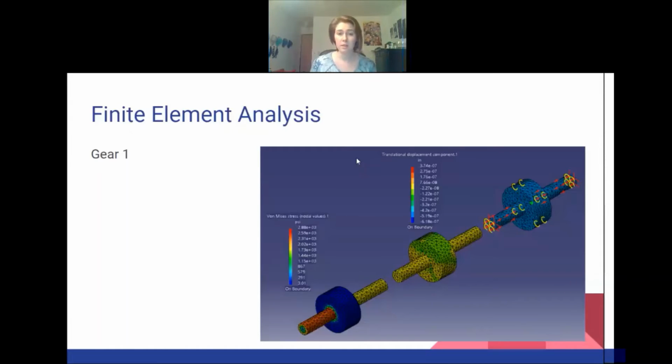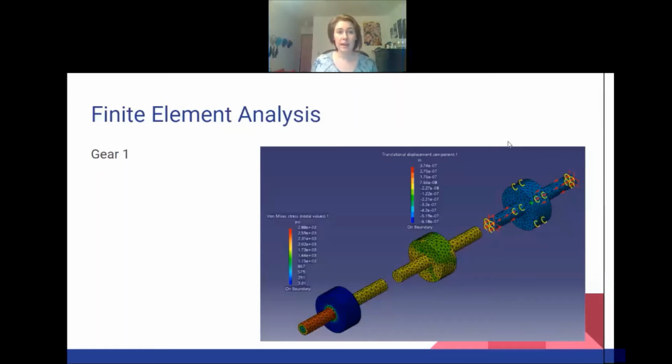And CATIA does a very decent job of showing where the stresses are going to build in the part, as seen in these pictures here. We have the von Mises stresses, and then we have the displacement stresses. The displacement in this case is a resonance, so as the part rotates, it will go at a certain frequency, and that's where this displacement is coming from.